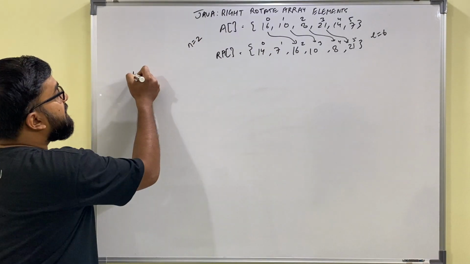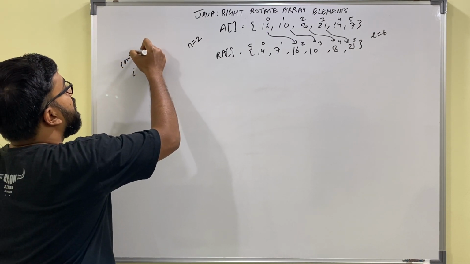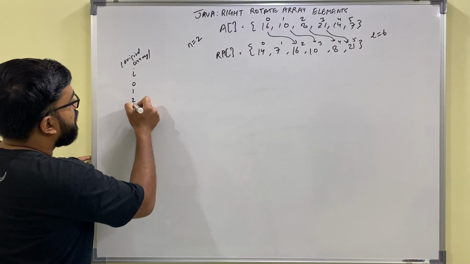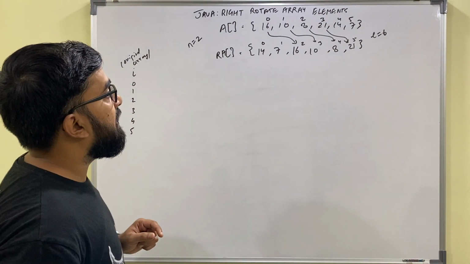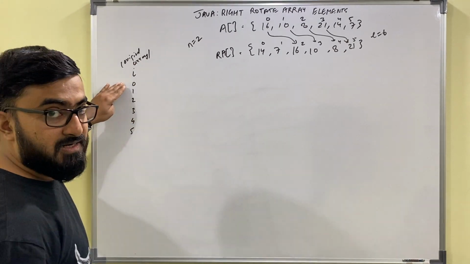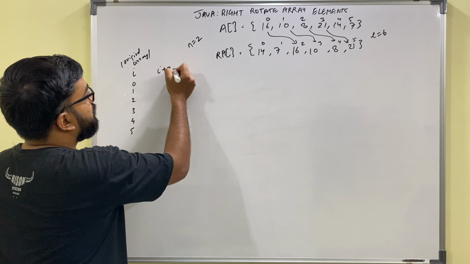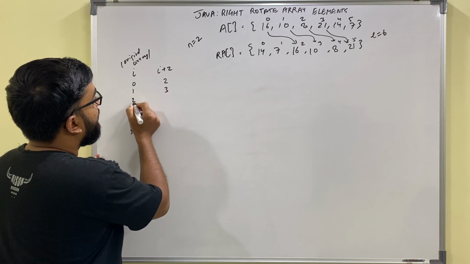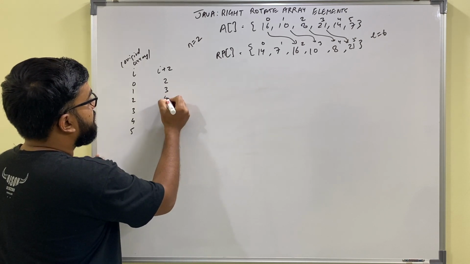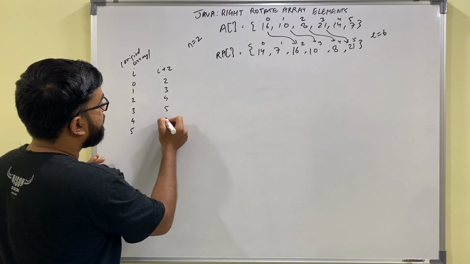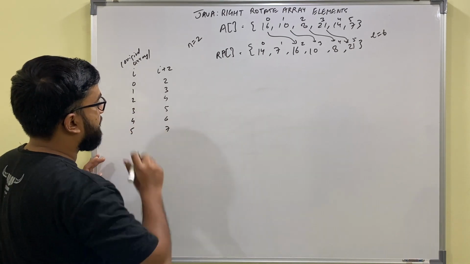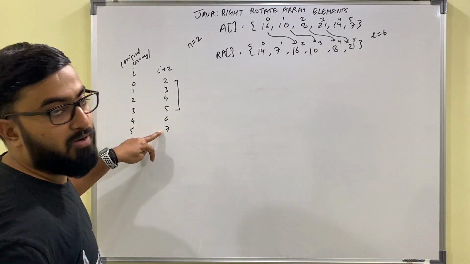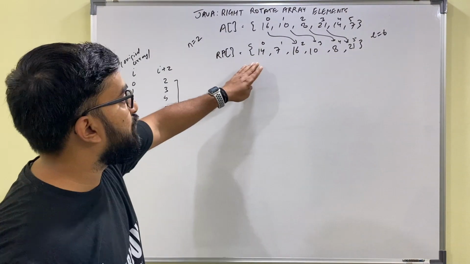So if I take i, which is the indices in the original array, for an array of length 6, I have indices 0, 1, 2, 3, 4, 5. And for n equal to 2, the values at these indices go from i to i plus 2. So the value at index 0 goes to 2, value at index 1 goes to 3, value at index 2 goes to 4. Similarly, value at index 3 goes to 5, value at index 4 goes to 6, 5 goes to 7. These first ones are valid indices, but these are out of bounds, because for an array of 6 locations, you have indices 0 to 5 only.